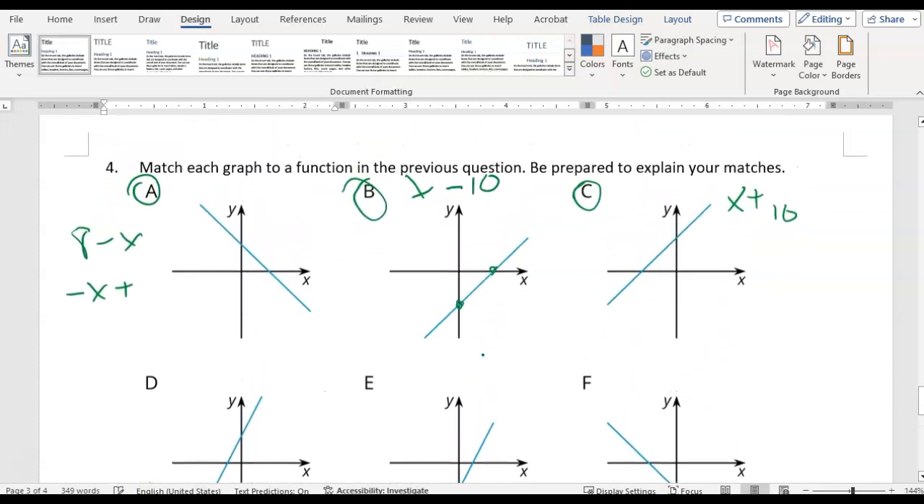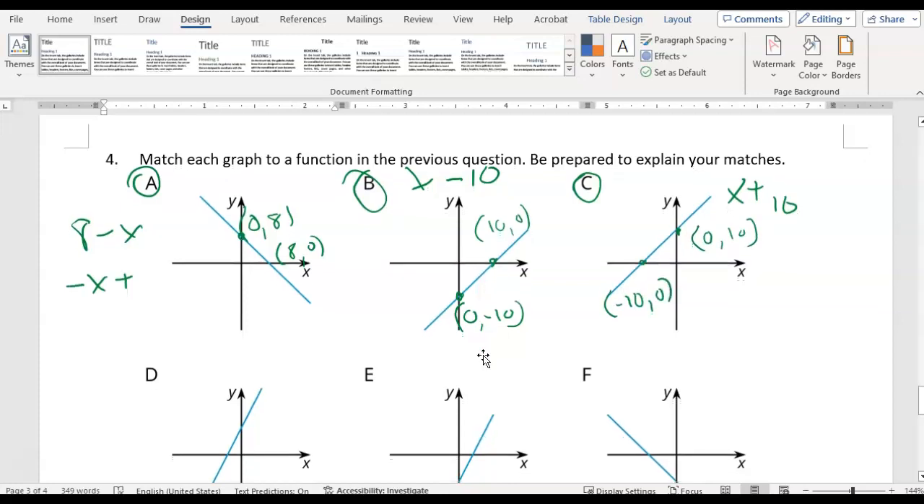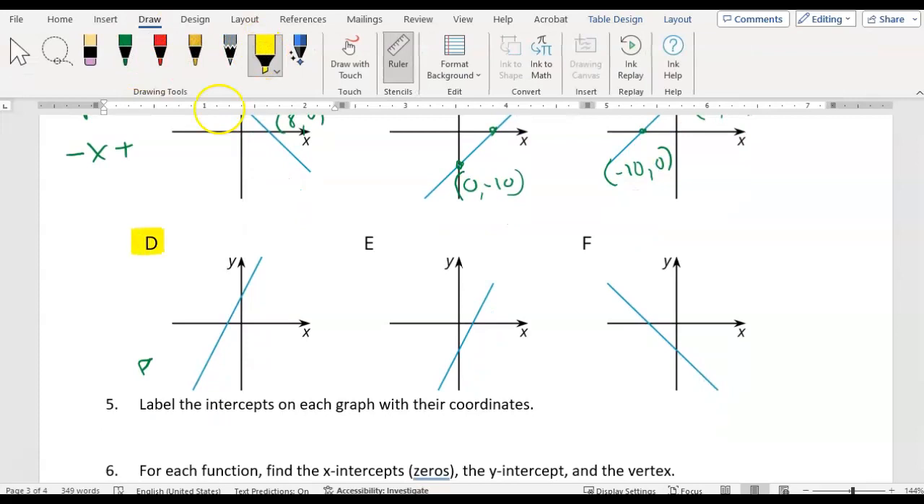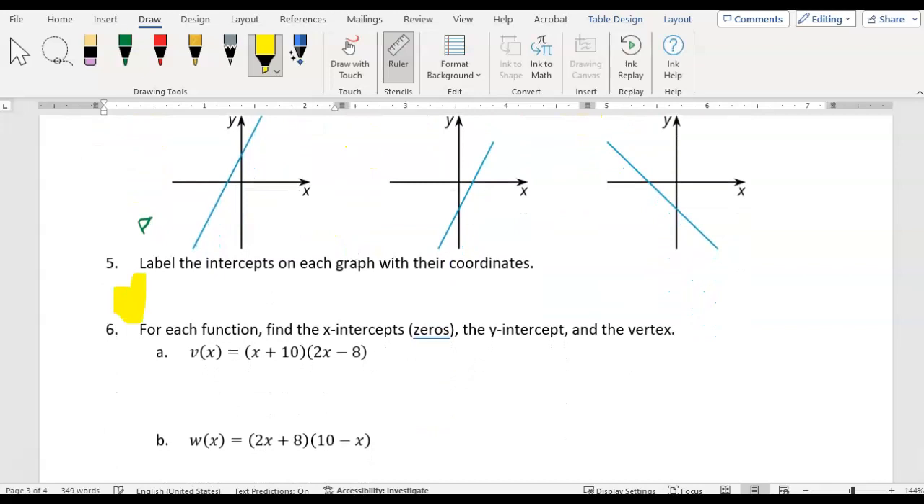So we're going to go back here and say again that this one would be 0, 8, and this one would be 8, 0. Here we have a y-intercept of negative 10, so 0, negative 10, and an x-intercept of 10, 0. Here, my y-intercept is 0, 10. My x-intercept would be negative 10, 0. All right, so you would need to go back and do the same thing for D, E, and F, and I do want you to do that on your own. Then you can check off that you've done this.